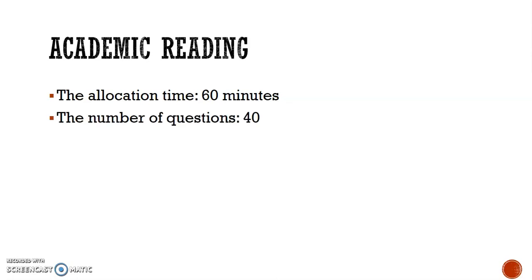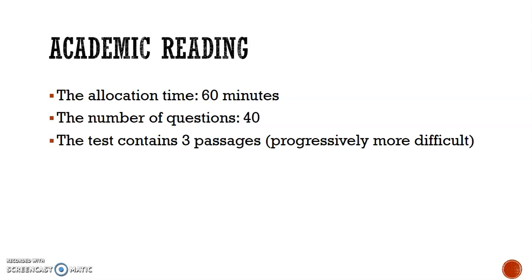So academic reading here, the allocation time is 60 minutes. So you have an hour to complete this pretest. And the number of questions is 40. The test contains 3 passages and it becomes progressively more difficult. It means that the first passage is the easiest of all and the second passage is more difficult than the first and the third is the most difficult one.